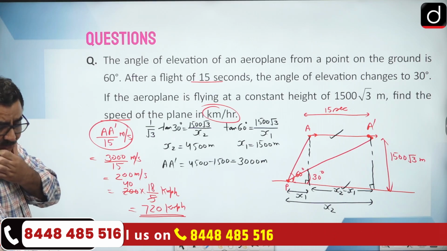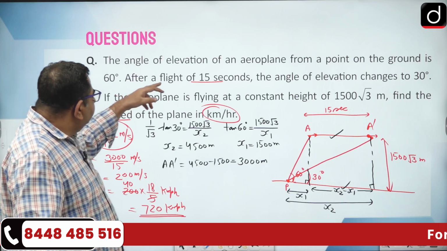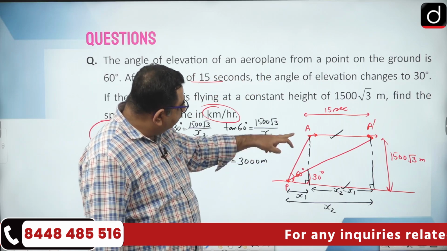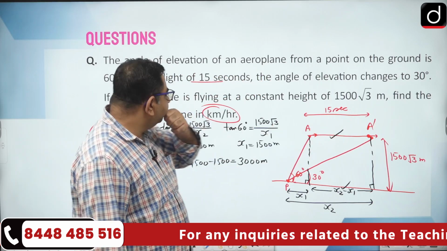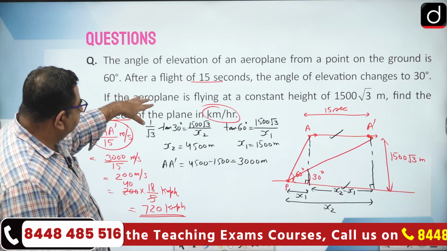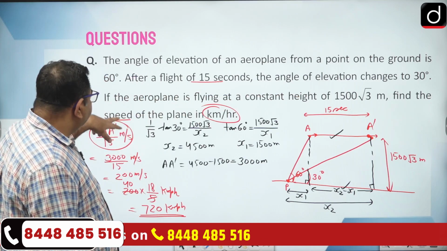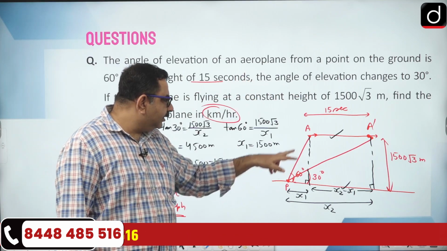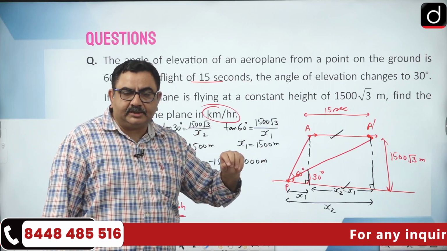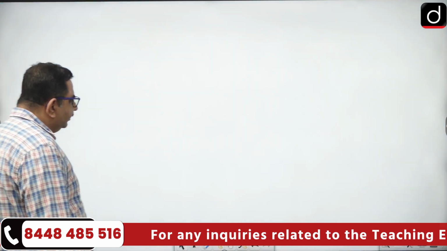Okay, now another thing in this question, right? The angle of elevation of an aeroplane from a point is 60 degree, right? Where we have considered that the aeroplane is moving in that direction. Now, it is also possible that after 15 seconds the angle of elevation changes to 30 degree, right? He has not mentioned that the plane is flying in the same direction. If the aeroplane is moving, then the angle becomes 30 degree. It is not mentioned, right?